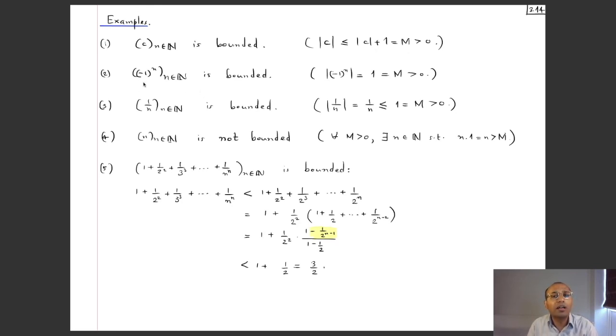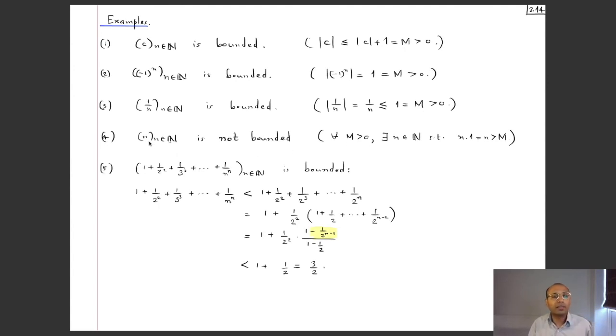What about this alternating sequence? Of course it's bounded also, because the mod of this is always 1, and that you can take as your M. So it's in fact equal to M, and in particular less than or equal to. The sequence whose nth term is 1 by n is also bounded because mod of 1 by n is 1 by n, which is less than or equal to 1 because n is a natural number, right? So its reciprocal is less than or equal to 1, which we can take as our positive M.